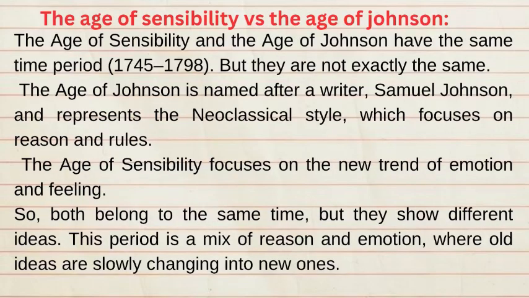Now you might be thinking, wasn't this the same time as the age of Johnson? Yes, you are absolutely right. The age of sensibility and the age of Johnson have the same time period, but they are not exactly the same. The age of Johnson represents the neoclassical side, where writers focus on reason and discipline. But the age of sensibility represents the new emotional trend that is slowly growing. So, this is why this period is very interesting, because it is a mix of reason and emotion.